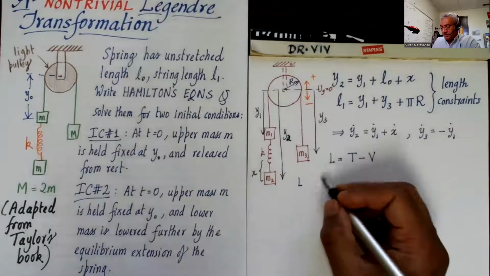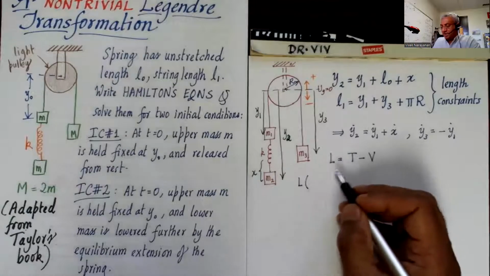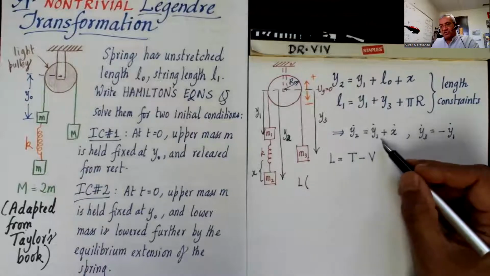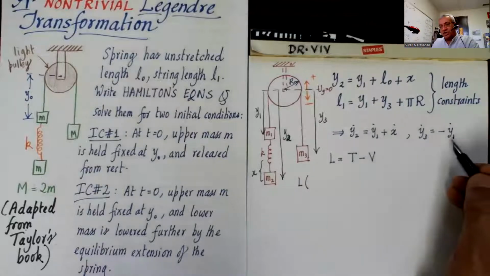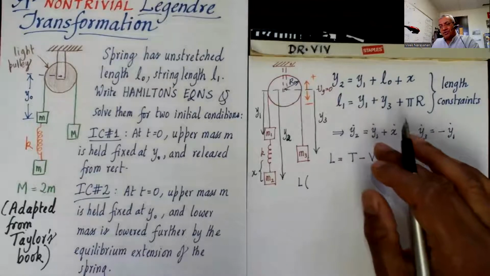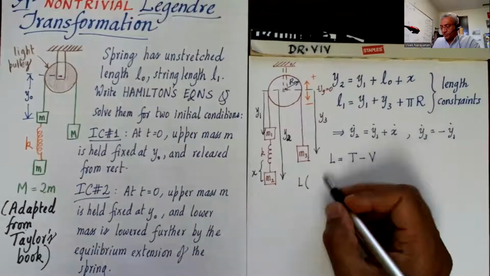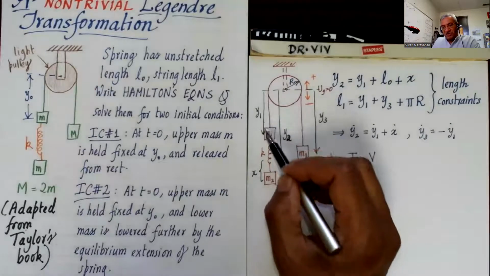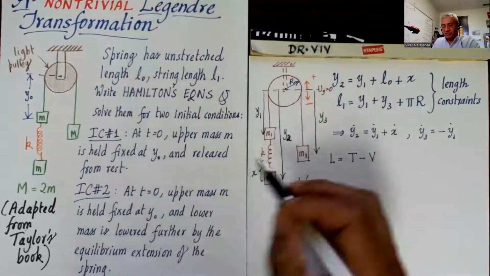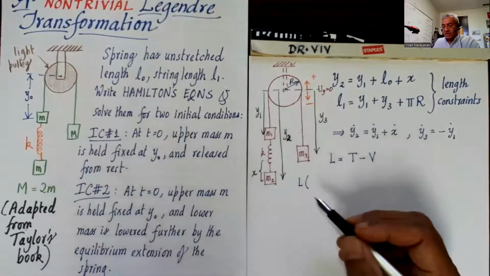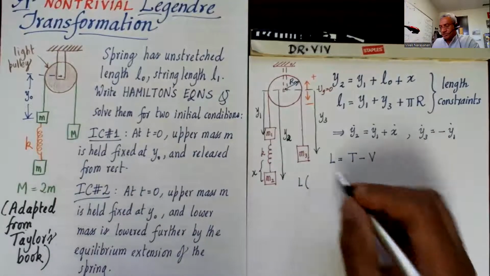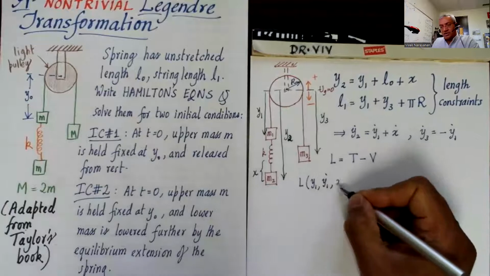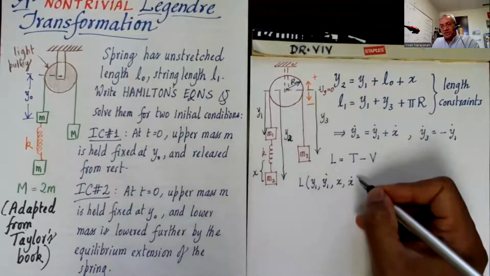So the Lagrangian L, and let's try to get rid of most of the variables. I'm going to get rid of y2 using this constraint, and I'm going to get rid of y3 using this constraint. So I really only have everything in terms of y1 and x. Those are our preferred variables, and why is that? Because the initial conditions are stated as initial conditions on y1 and x in both of these cases. So L is a function of y1, y1 dot, x, and x dot. The Lagrangian will not depend on time.